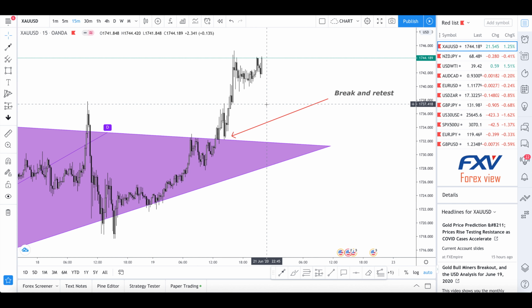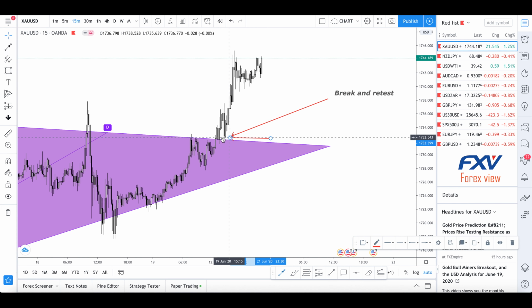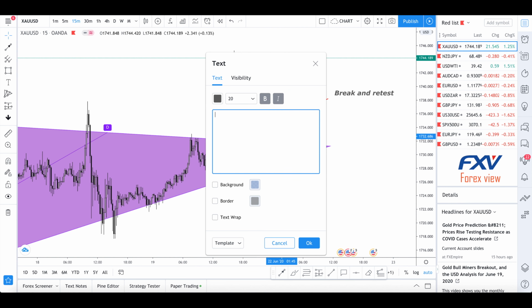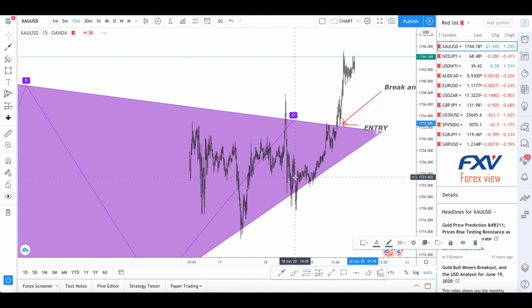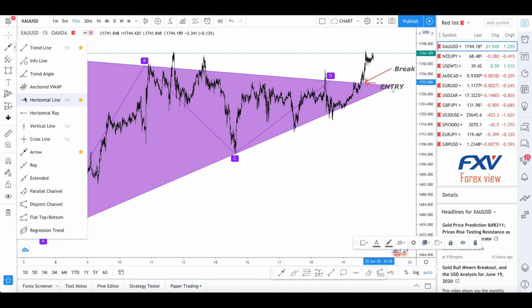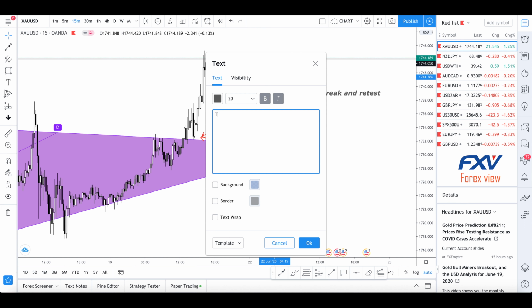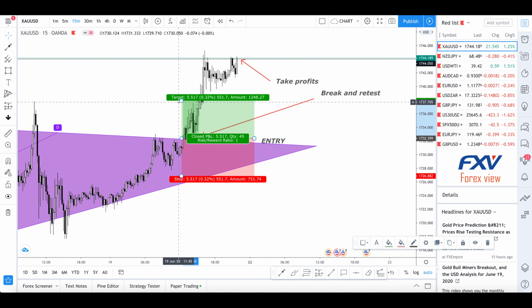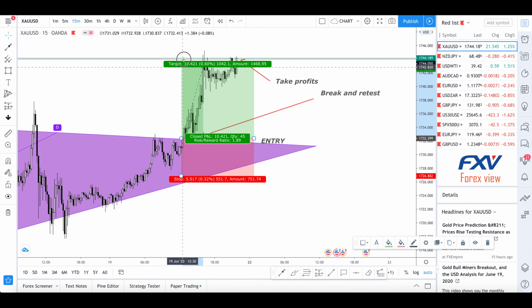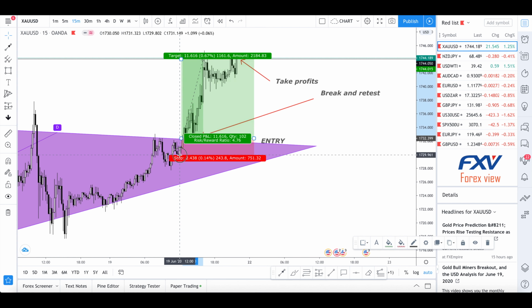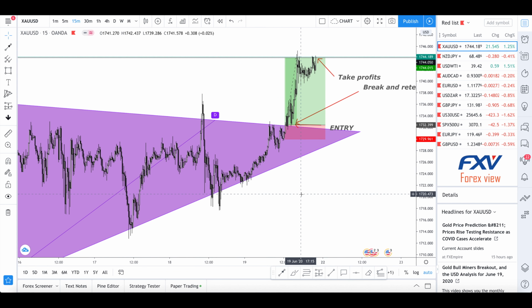So I'm gonna see here how many pips we have on this trade. This is the entry level, and we're gonna spot the take profit level right here, and let's take profit. So now I'm gonna add how many pips we have won on this trade. It's approximately 116 pips, and you can place the stop loss below the higher low.